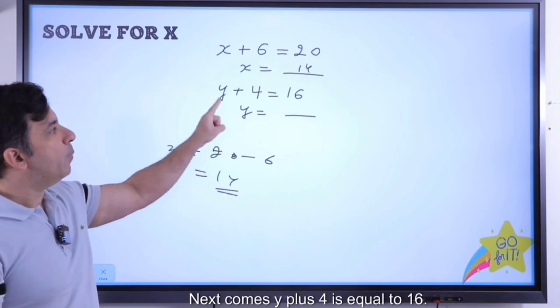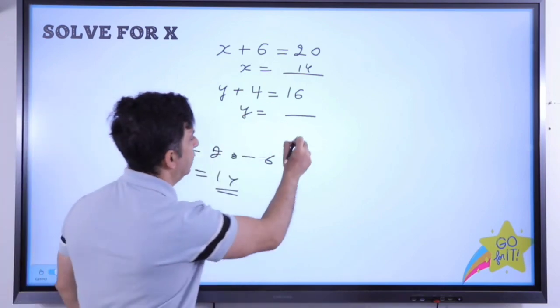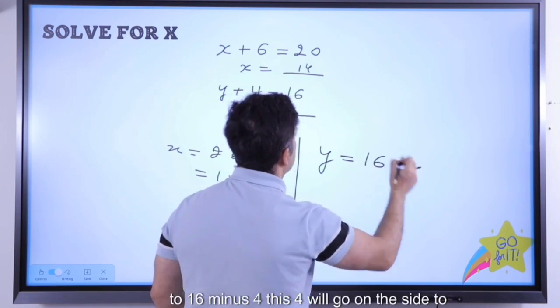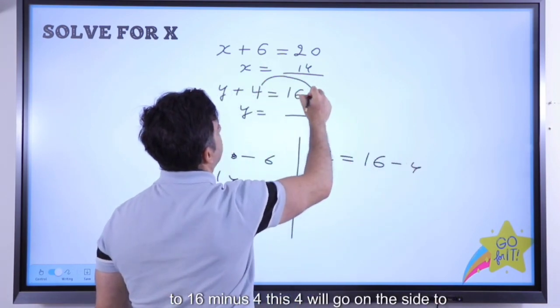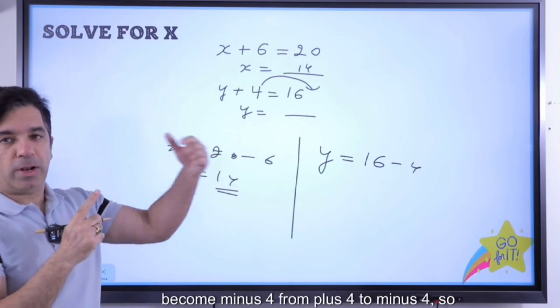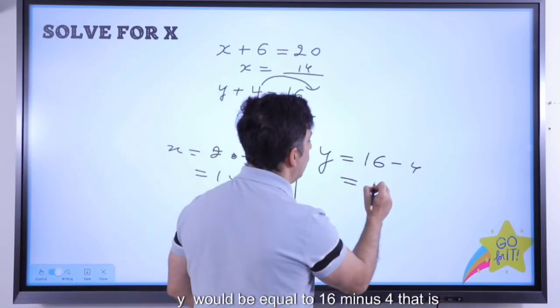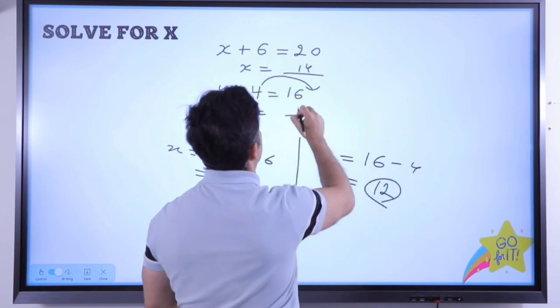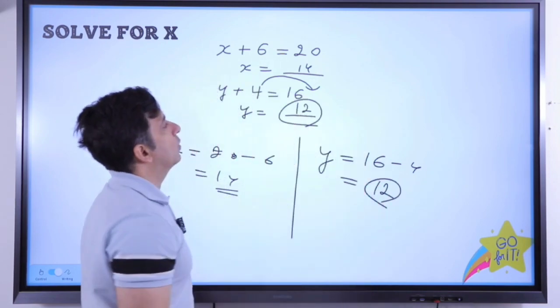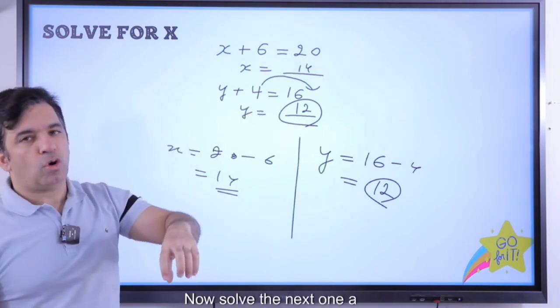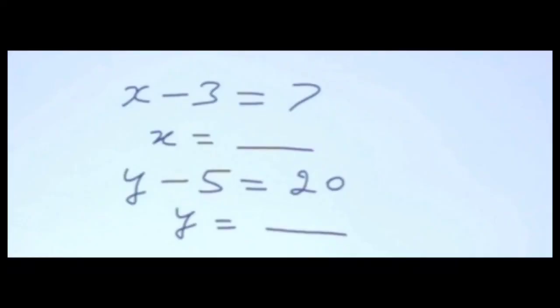Next comes y plus 4 is equal to 16. We can directly see that y would be equal to 16 minus 4. This 4 will go on this side to become minus 4, from plus 4 to minus 4. So y would be equal to 16 minus 4, that is 12. So this would be the answer of y in this case. Now solve the next one.